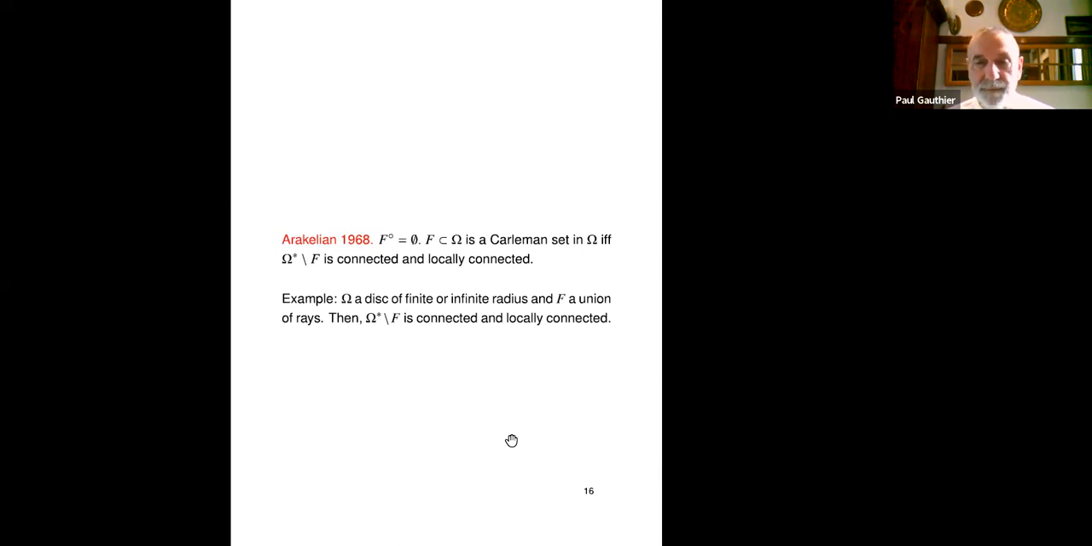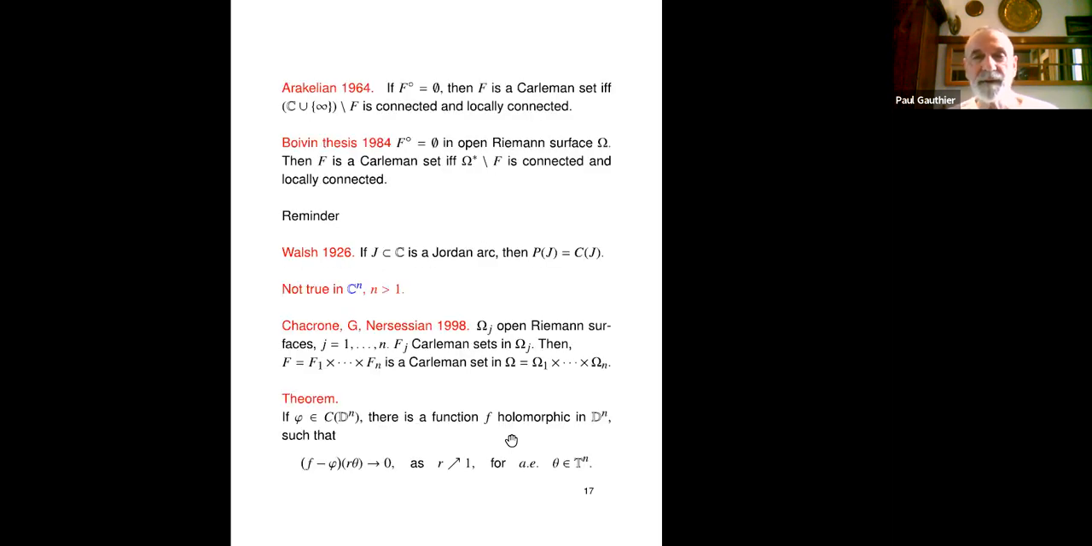I repeat the theorem. And another example, we take a disk of finite or infinite radius and F a union of rays. Then omega star minus F is connected and locally connected. I repeat the theorem again.